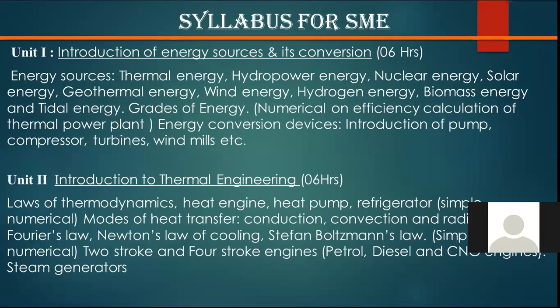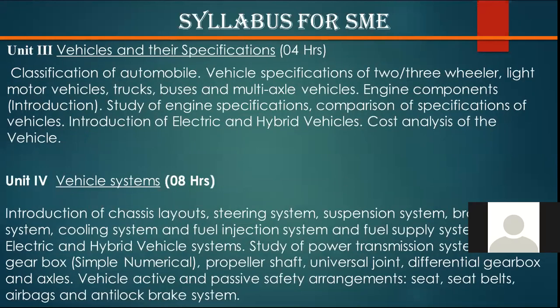Next, third unit, that is vehicle and their specification. It has already been discussed what the different types of vehicles are and what their specification is. That specification is very important while purchasing vehicles. Then, the classification of automobiles. There are different types of automobiles.